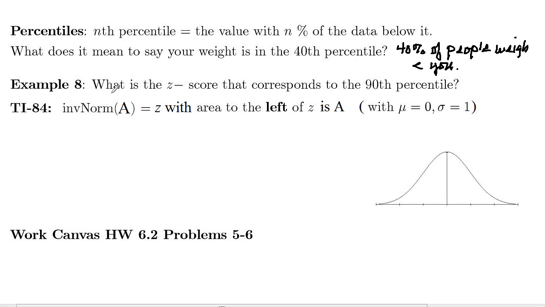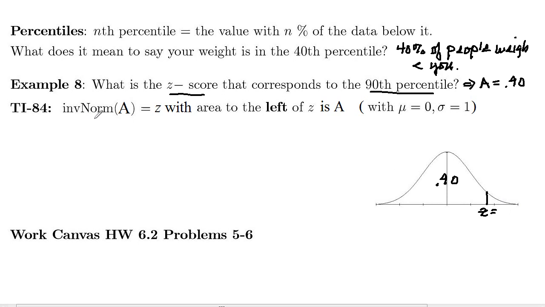So here in example 8, we want to know what's the z-score that corresponds to the 90th percentile? So 90th percentile, that is an area. That is telling us that the area to the left of that percentile is 0.90. So we don't know what that z-score is exactly, but we do know that it's on the right-hand side, right? Because 50% of the area is in here, so for 90% of the area, that cutoff's going to have to be up here somewhere. And so this area is 0.90, and we want to know, what is that z-value equal to?